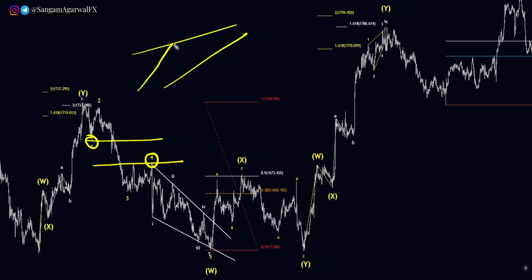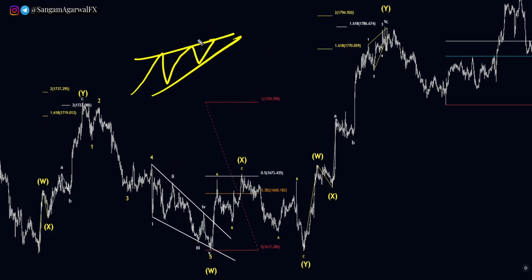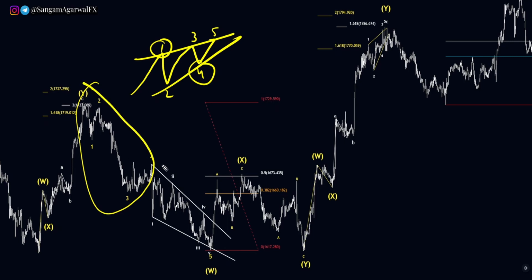In an ending diagonal, the wave can retrace back and break the previous high, but in an impulsive wave, there should be a big gap between the fourth and first wave. Otherwise, your wave counting is wrong. But in the case of the ending diagonal chart pattern, there is no gap between the first and fourth wave. That is the more confusing thing because both are different. These are your 5 impulsive waves and this is your ending diagonal.